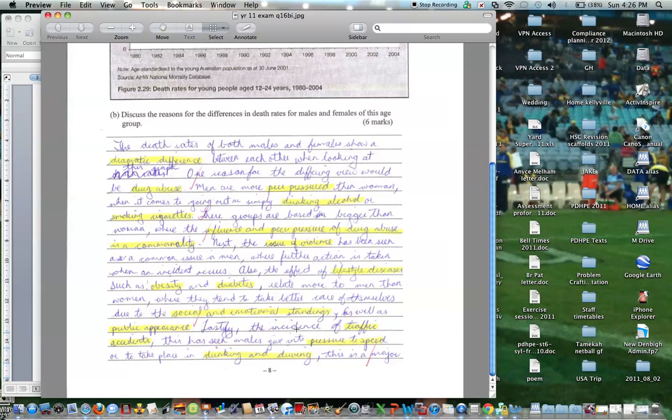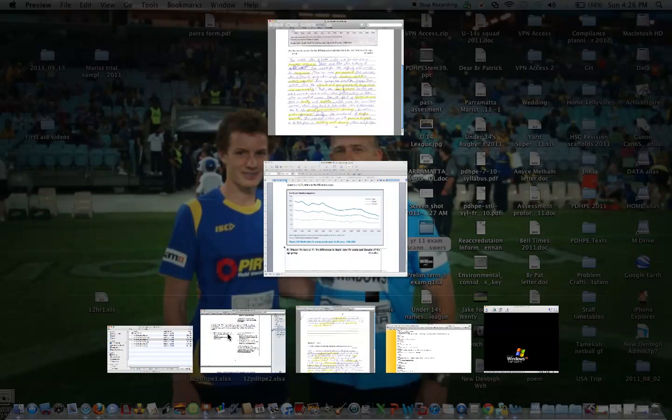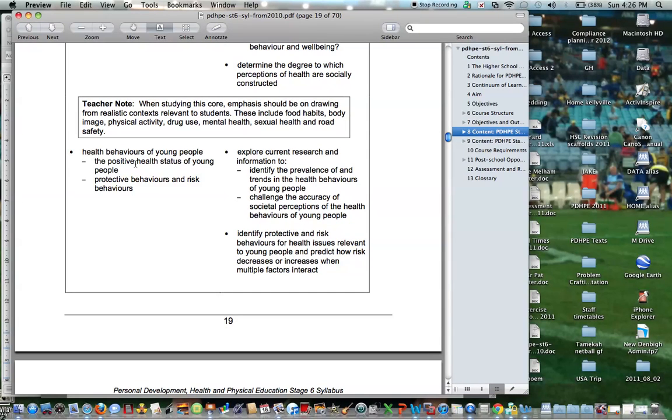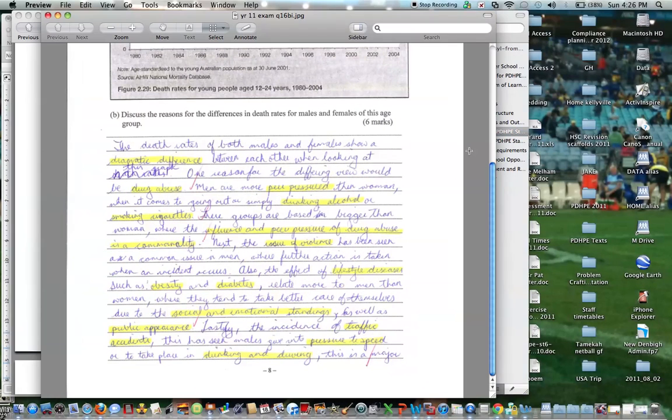So it says here, we'll just go through this answer. Have a look. The death rates of both males. Sorry, before we do that, I need to show you what part of the syllabus, which would be health behaviours of young people. This is the dot point where it's come from here. So we'll go back to our answer.